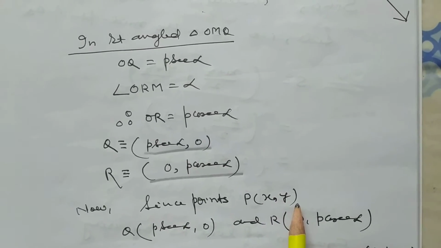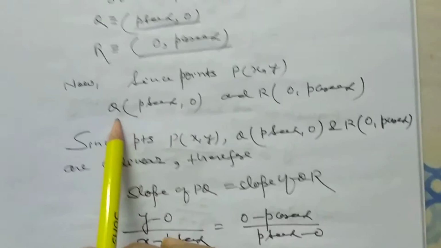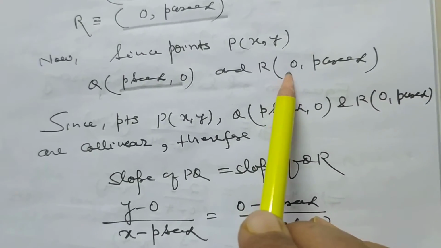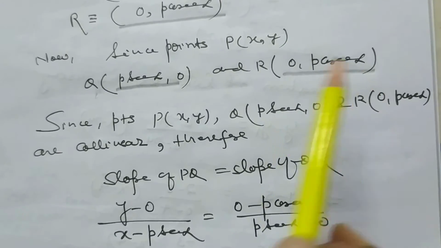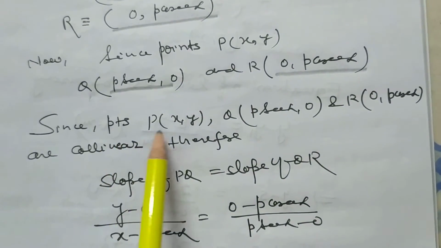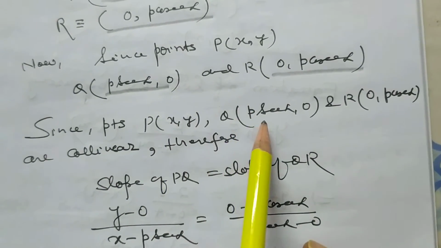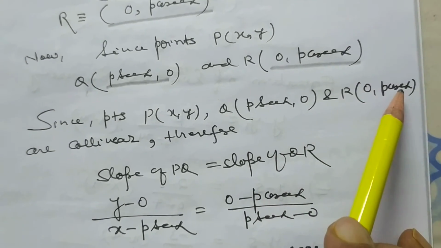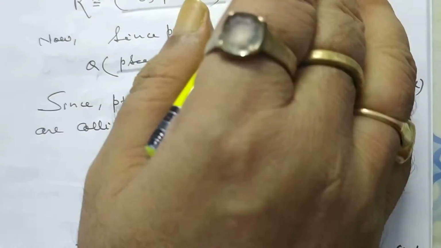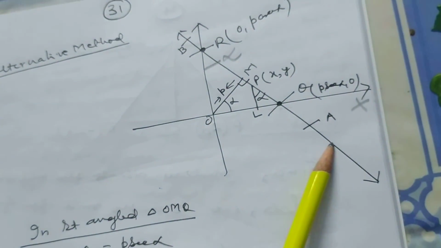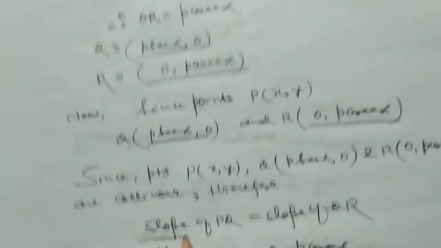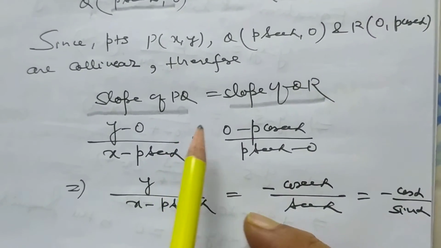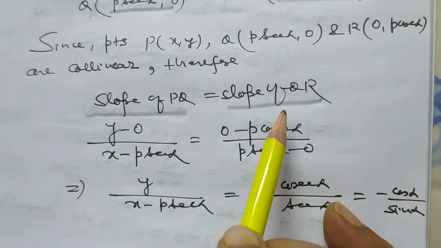The coordinate of P suppose is (x, y). So coordinate of Q is (P sec alpha, 0) and coordinate of R is (0, P cosec alpha). Since points P(x, y), Q(P sec alpha, 0) and R(0, P cosec alpha) are collinear because these 3 points lie on a straight line, therefore slope of PQ is equal to slope of QR.